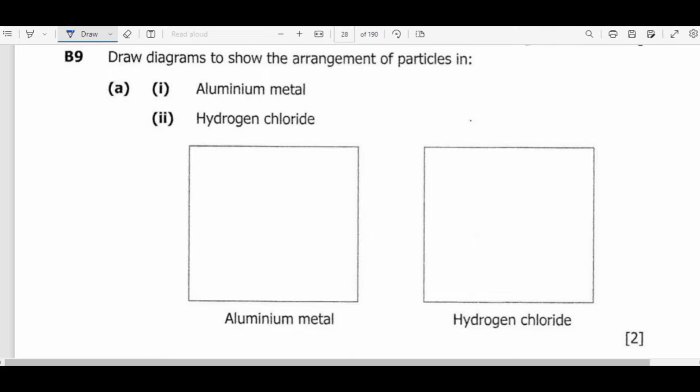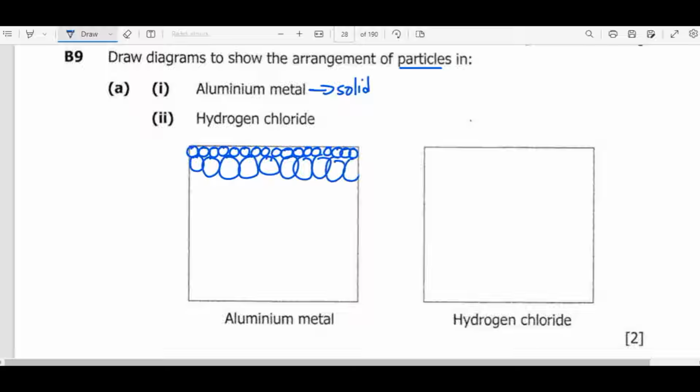Draw diagrams to show the arrangement of particles. In the first one, aluminium. So aluminium is what? Solid. And we are told to show particles. In a solid, we know that the particles are closely packed. So this is what they want here. Let me just draw big particles so that I don't have to consume a lot of time here. So the concept is you just have to draw a solid.